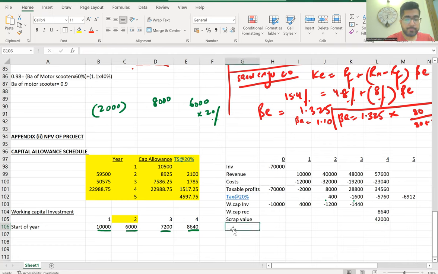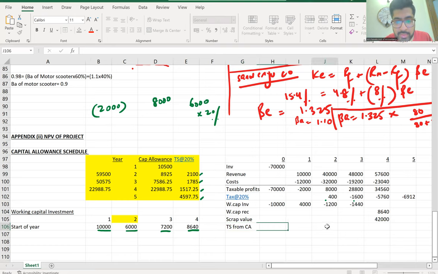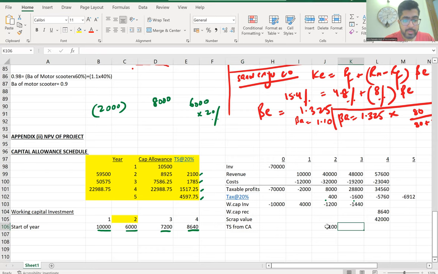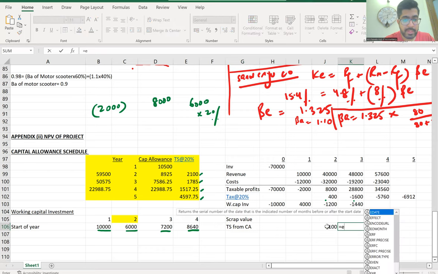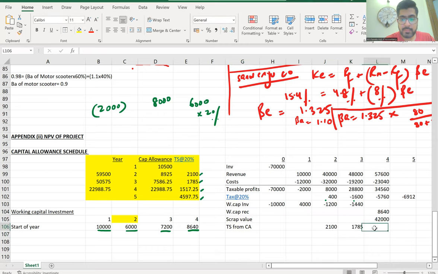And after that, there is tax savings from capital allowance. You are getting savings in year 2, 2100, 1785, 1517, 4597. All these savings are inflow. There are no savings in year 1, leave it. Savings in year 2, 2100. Savings in year 3, 1785. Savings in year 4, 1517. And savings in year 5, 4597. That's it. Nothing else is left.